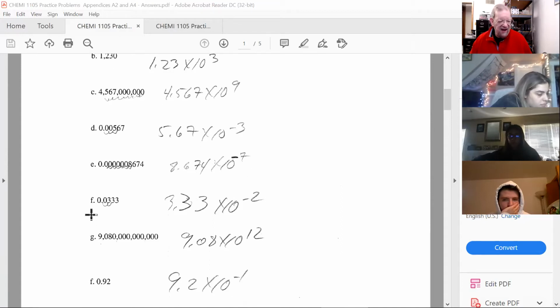And if we look at F, same thing. This number is less than 1. Move this decimal point to the right of the first non-zero number. That would be 3. So it'd be 3.33. Lead zeros are dropped. And we moved it 1, 2 times. Since it's less than 1, it's 10 to the minus power, in this case, minus 2.